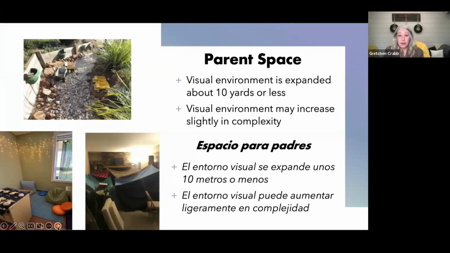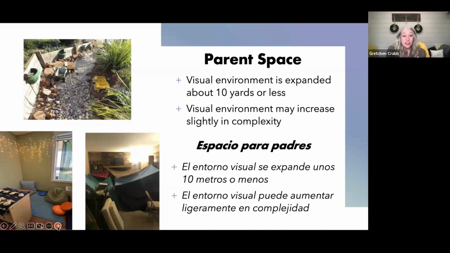And then we have parent spaces. If you think about it, parent spaces are developmentally from about 8 months, when children start to crawl, to about a year to a year and a half of age, when they start to walk and explore their environment. So the visual environment is still fairly minimal, but it increases slightly in complexity, and it's usually less than 10 yards. I would say maybe even about 5 yards.